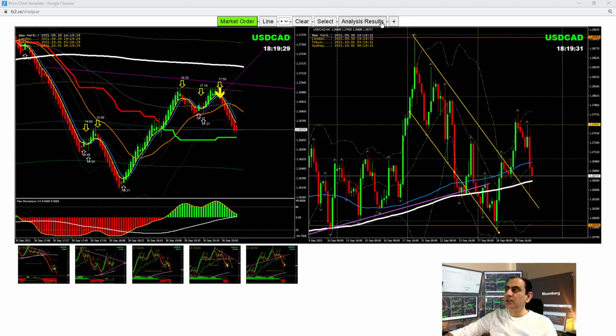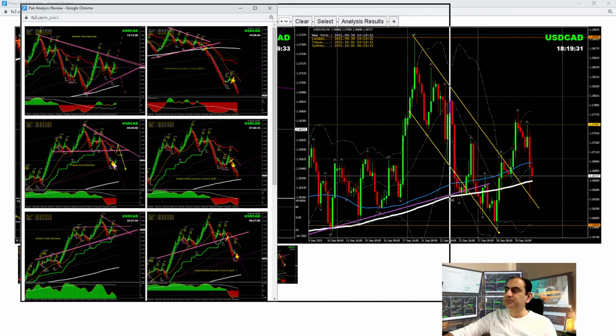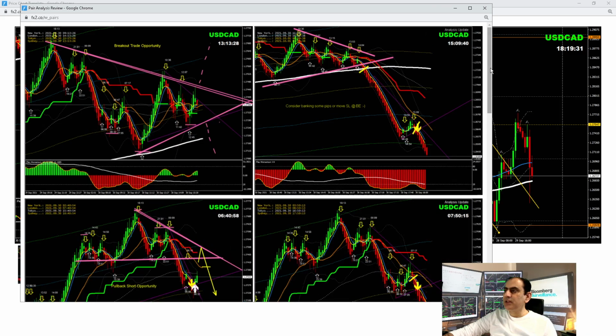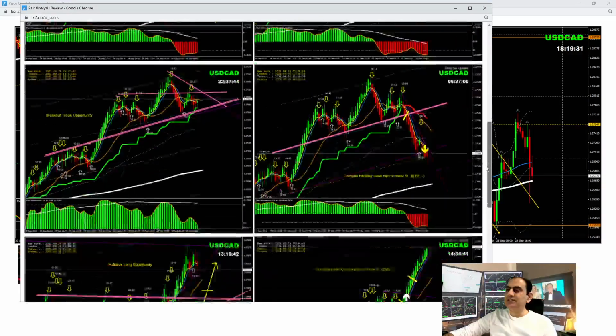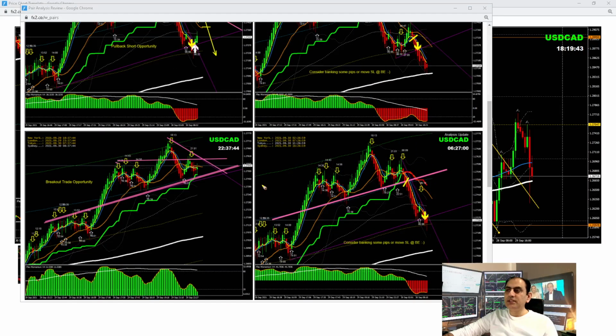Okay, so let me open the intraday analysis. Let me make it slightly bigger, as you can see here. So this is the analysis I did at the Asian session. I explained to my traders we have sort of a head and shoulders pattern. Price was at this level, and then the possibility of a breakout.